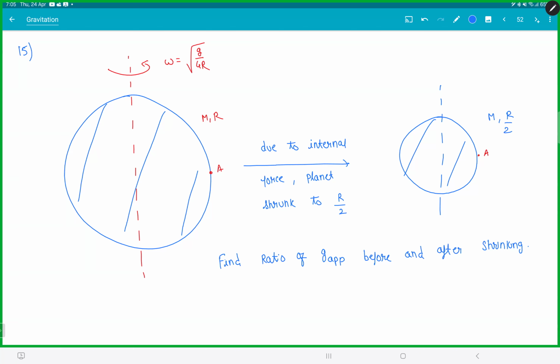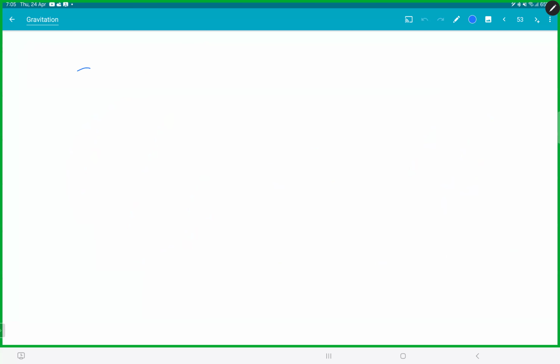Hmm, 3 is to 8. 3g by 4 and g by 2. Most of you got it. Let's see what happened here. First thing. This is your omega, which is root over, did I give you some value? G by 4r. Yeah.